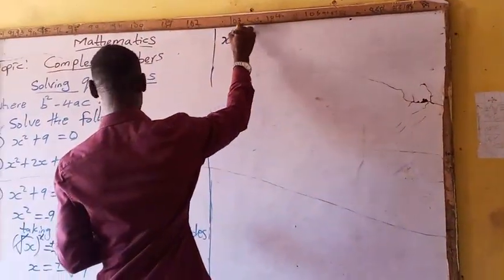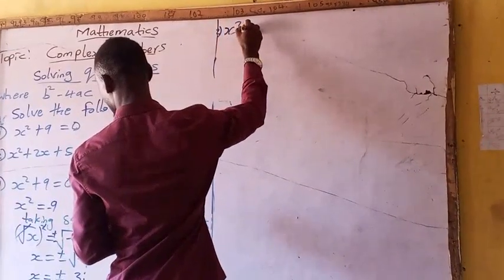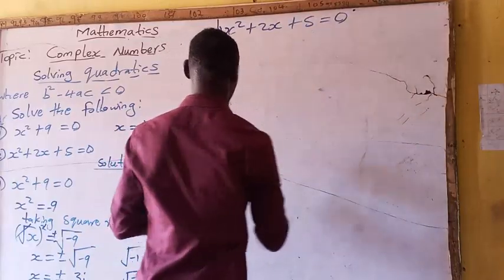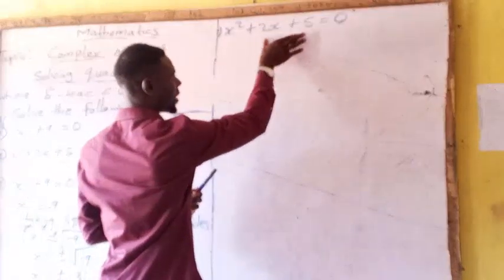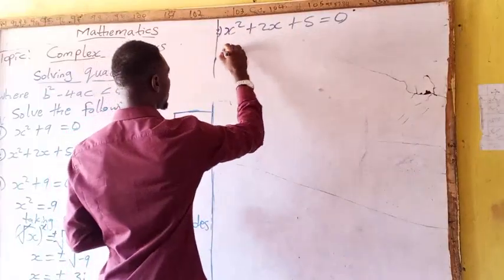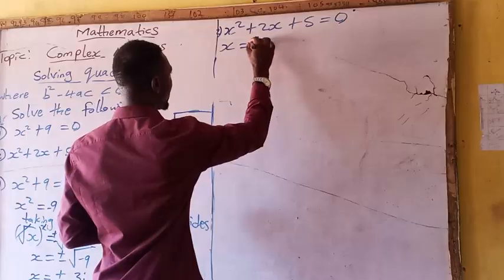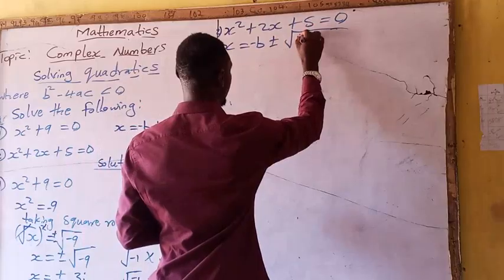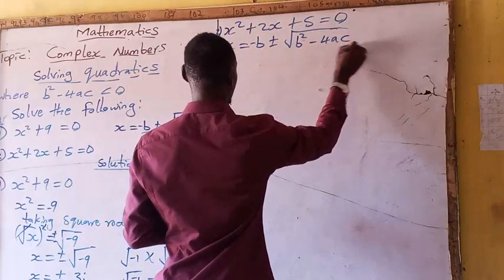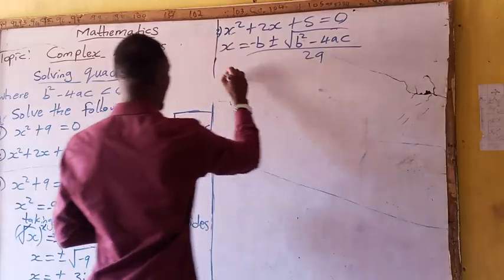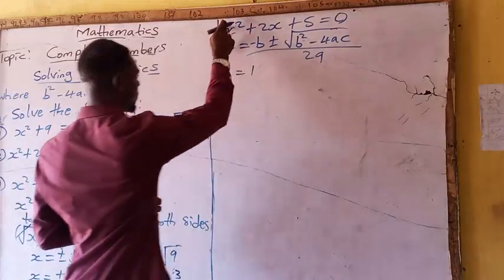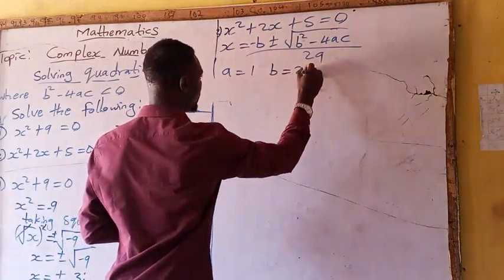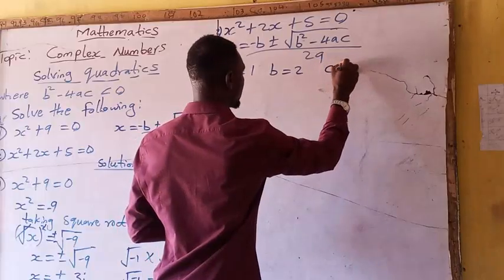Now let's go to the second one. Number 2, x squared plus 2x plus 5 equals 0. Now, if we check very well, we cannot use the factorization method. So the only method we use is the formula method, which is x equals minus b plus or minus root b squared minus 4ac, all divided by 2a. So now our a is 1, this first number here. Our b is equal to plus 2, the coefficient. Then our c is equal to 5.